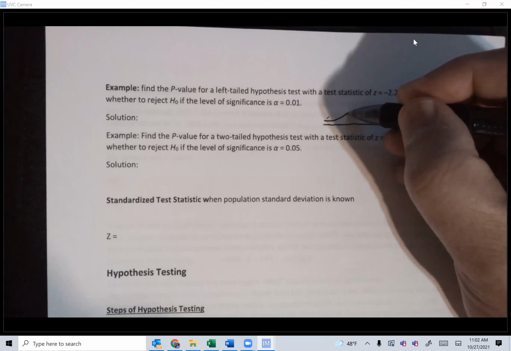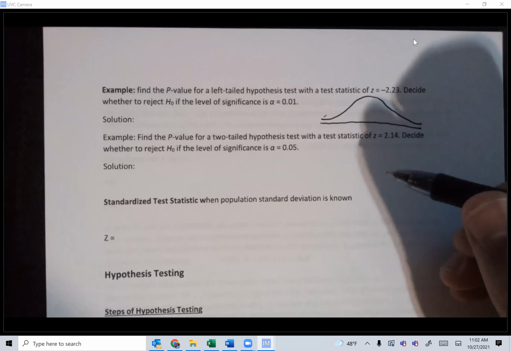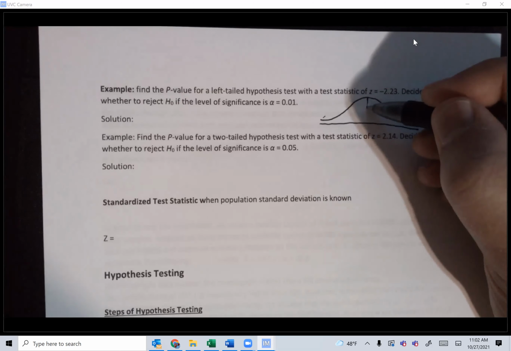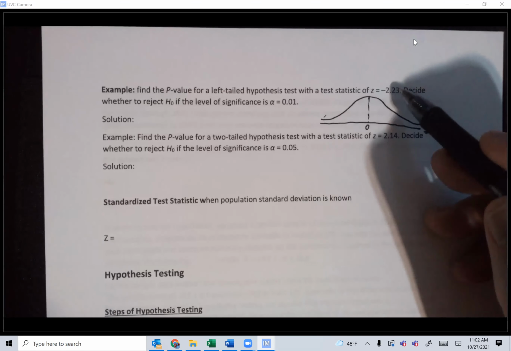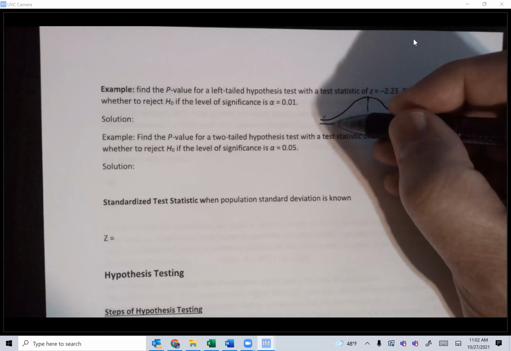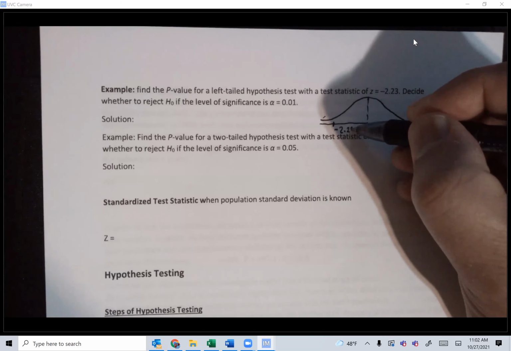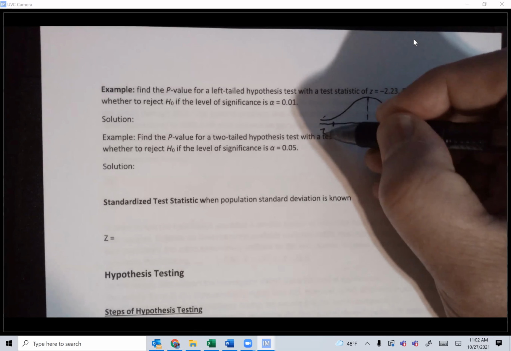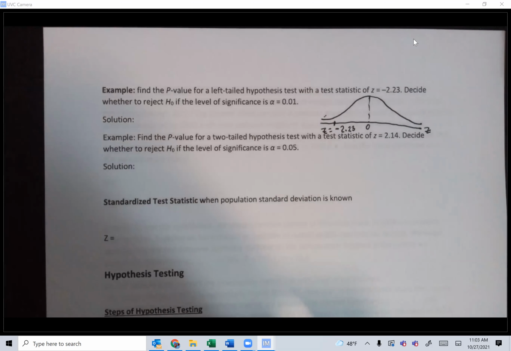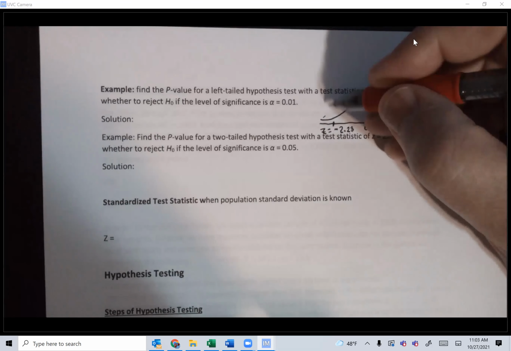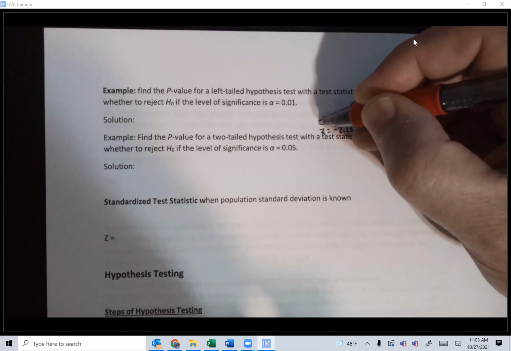So I want to show you a visual of the p-value by doing this example right here. This is the standard normal curve, that's the z. And a negative 2.23, guys, will be somewhere here because it's negative. Let me draw the p-value. Since this is a left tail test, the p-value is the area to the left of z right here.